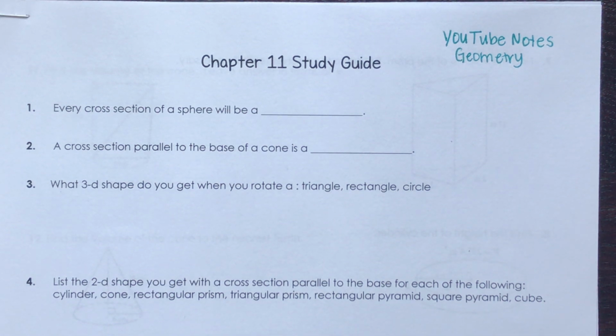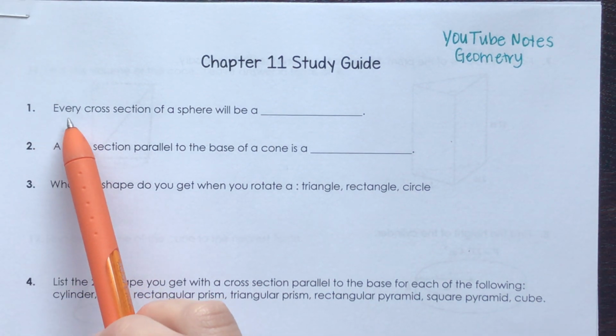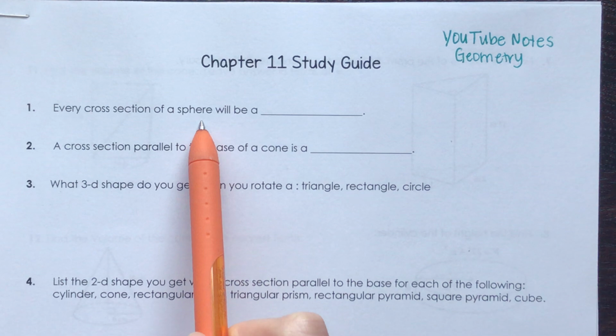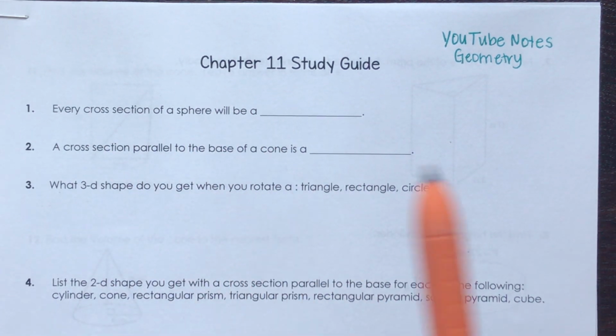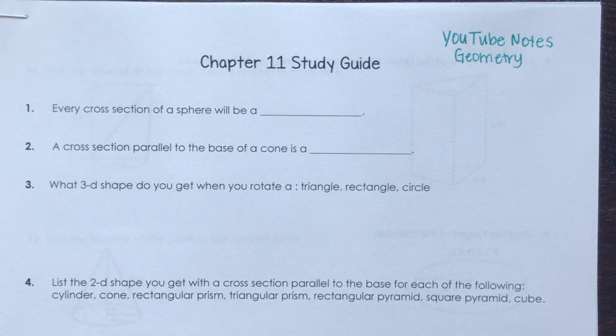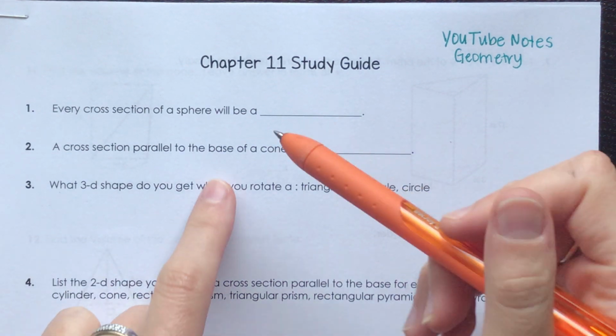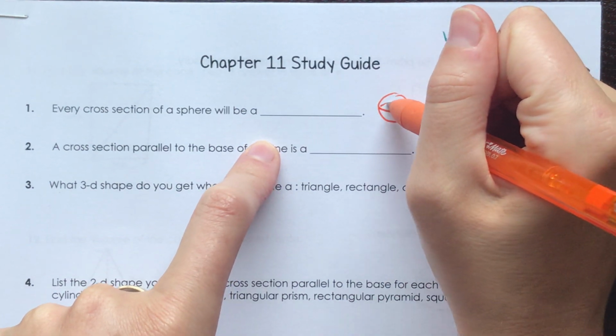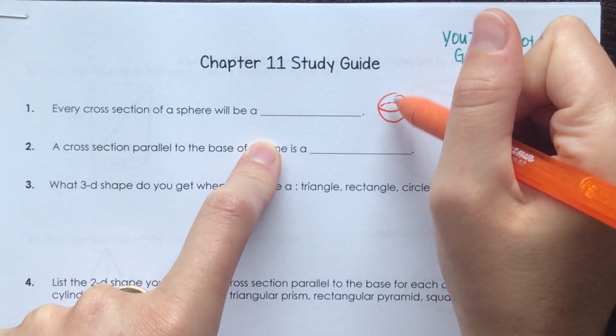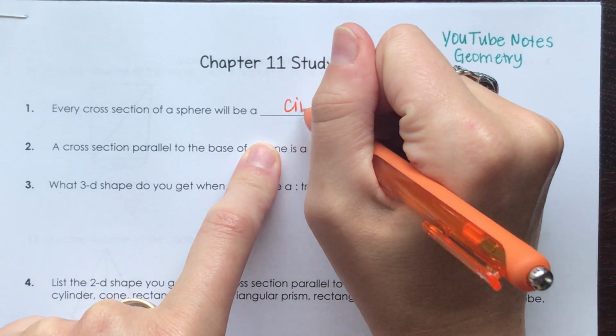Okay, so let's get ourselves started. Chapter 11 is all about volume of 3D figures as well as cross sections. Both of those are going to be on your assessment. Number 1. Every cross section of a sphere will be a blank. Think about a sphere as like a 3D ball. If I cut the sphere in half in any spot, it's going to give me a circle.